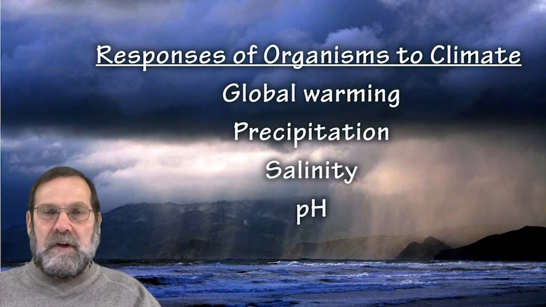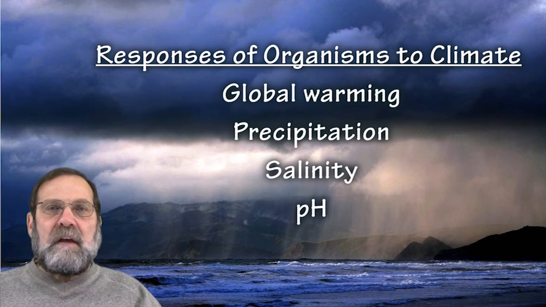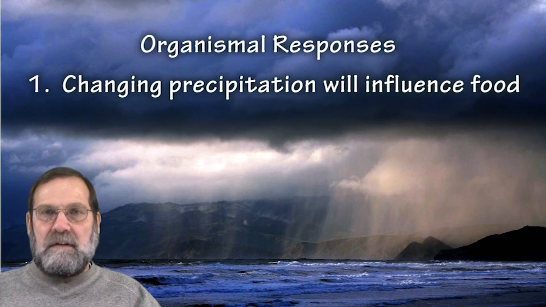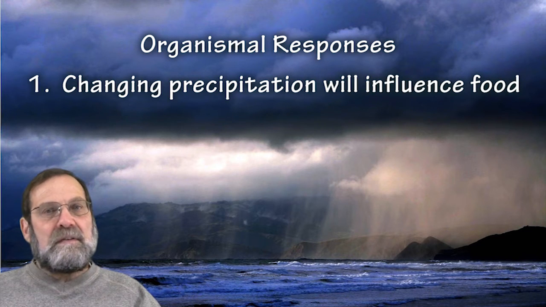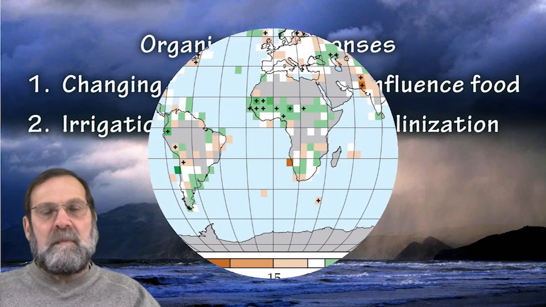This video segment continues the discussion about how organisms are responding to climate change. The previous segment focused on global warming. Here we examine changes in precipitation, salinity, and pH. Its major points are, number 1, changes in the patterns of precipitation will influence food production. 2, irrigated agriculture invariably exacerbates soil salinization.